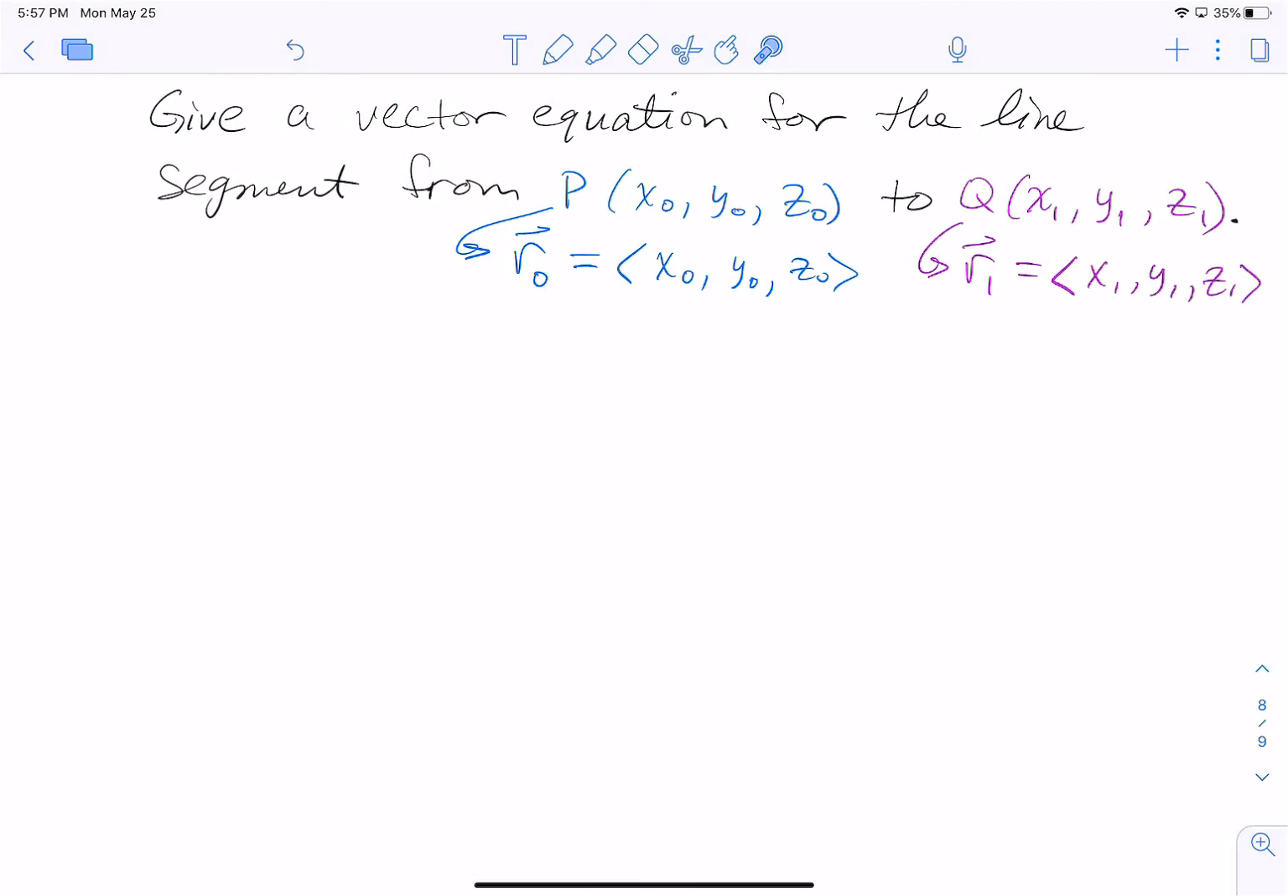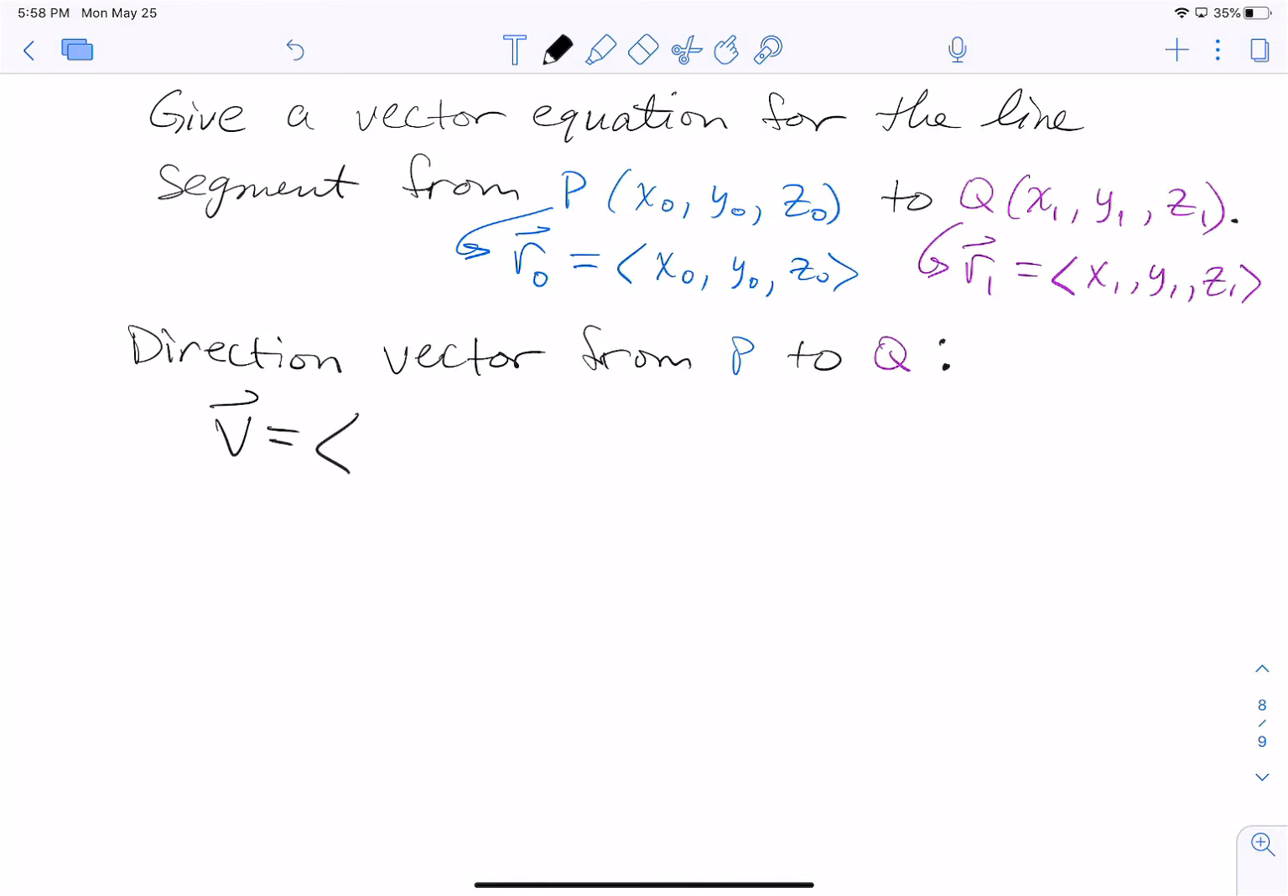Now, we are talking about a line segment, so we're going to develop this as though we were developing the equation of a line. What we need is a direction vector, and it's important that our direction vector goes from P to Q. So our direction vector from P to Q, we'll call it v, and its components are going to be coordinates of Q minus coordinates of P.